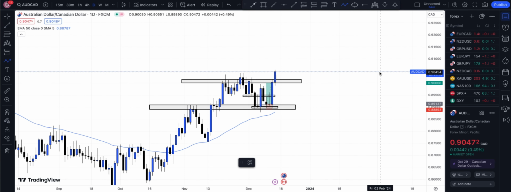When I took this trade, I used the 50 MA as a confluence. Did I need the 50 MA? No, I did not. But it gave me another reason to actually enter on this trade.